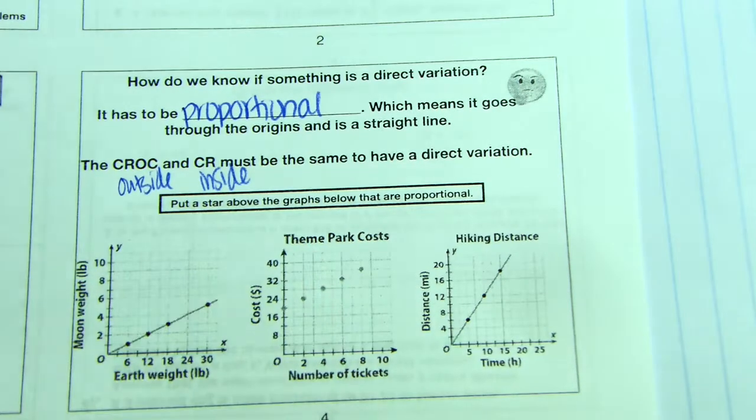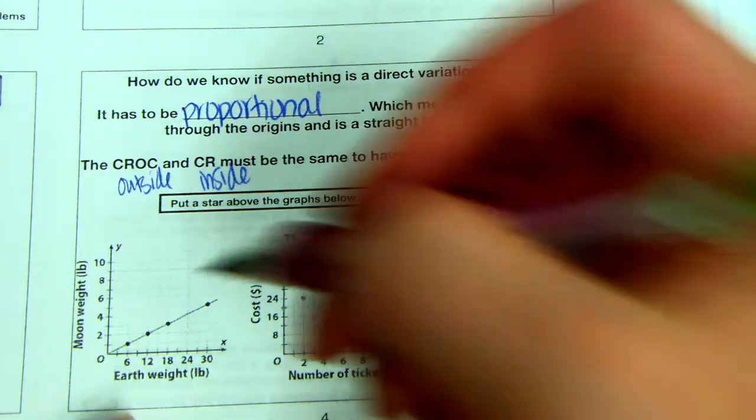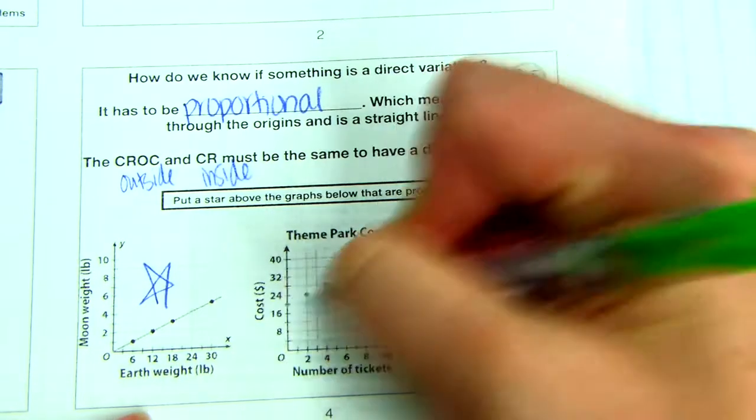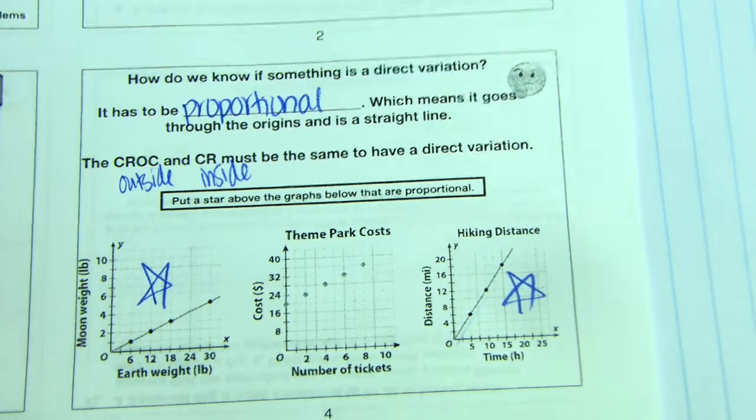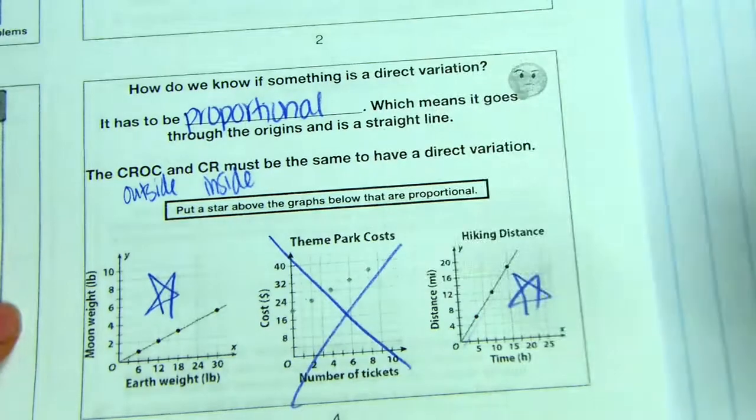It says put a star on the graphs that are proportional. A straight line not through the origin, so no good. Through the origin, straight line, perfect. Bad, because it needs to go through the origin.